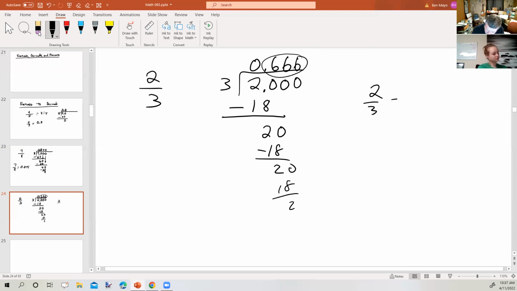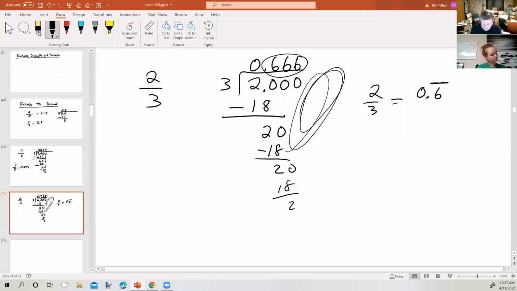So 2/3 would be 0.6, and we put what's called a repeating bar above the 6, which implies that that 6 continues to repeat. We could just do this forever and ever, and it would keep going on and on.